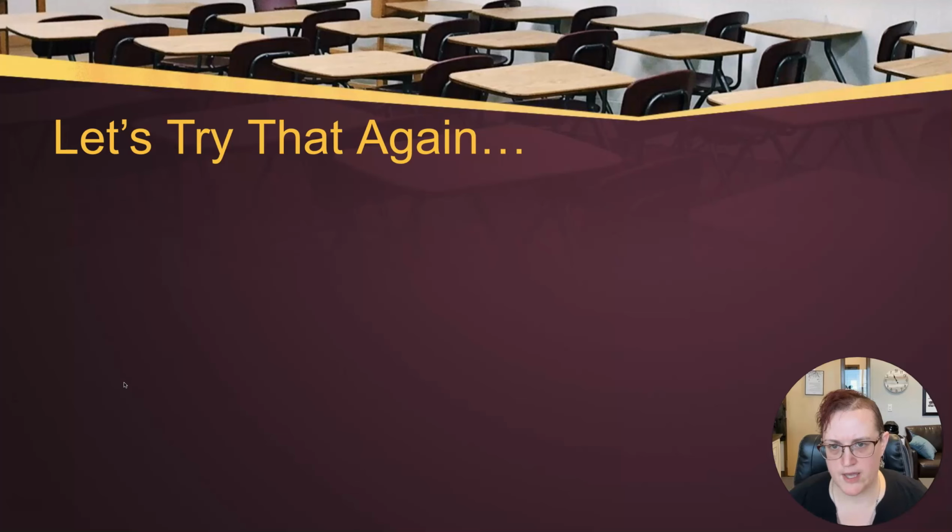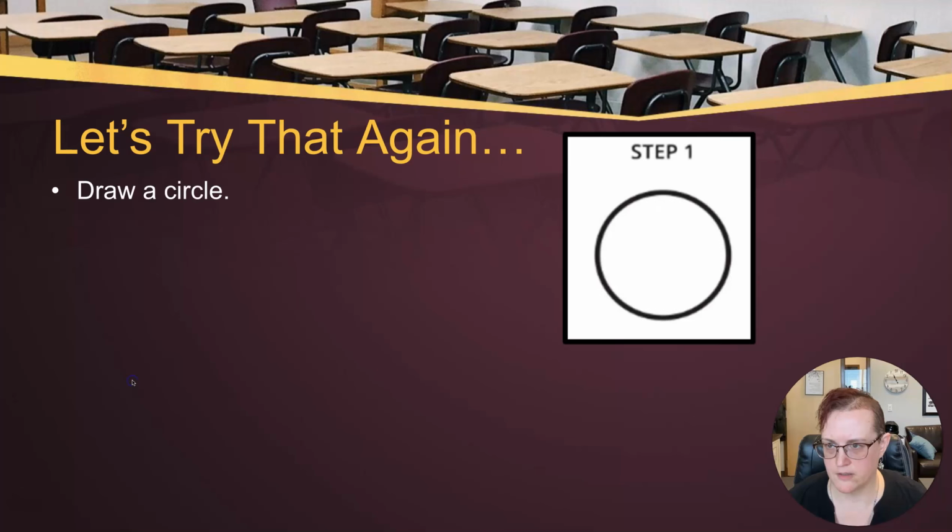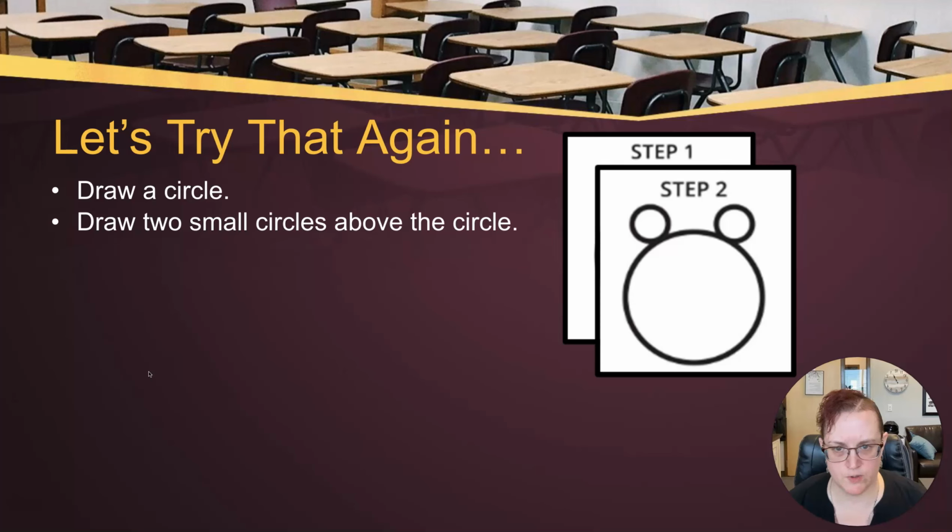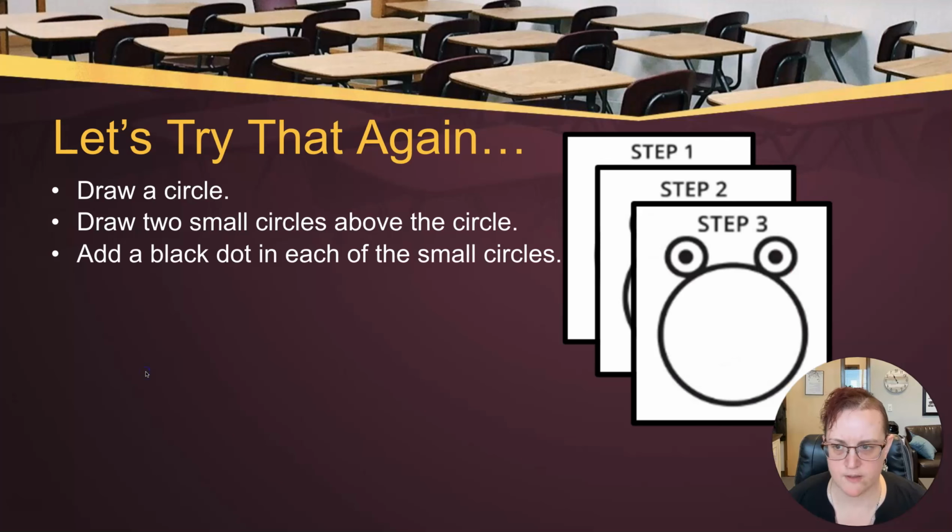So let's try that again. Again, think about drawing a frog. So here we are drawing a frog. I'm giving you step by step and giving you my demonstration that I can show as well. So we draw a circle. Then we draw two small circles above the circle. Again, to be explicit, giving the demonstration helps them visualize what it is instead of just trying to have them use your instruction.